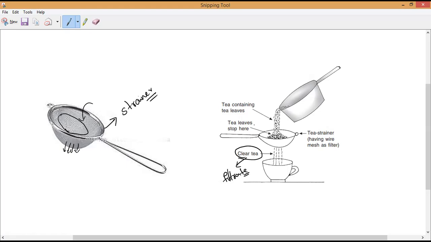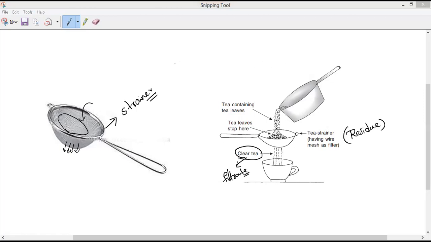Now the tea powder or tea leaves, everything will stop here. So what do we call that? Anybody? We call it residue. Understand, everybody? We call it residue. Everybody should say it. Akilan, have you understood?